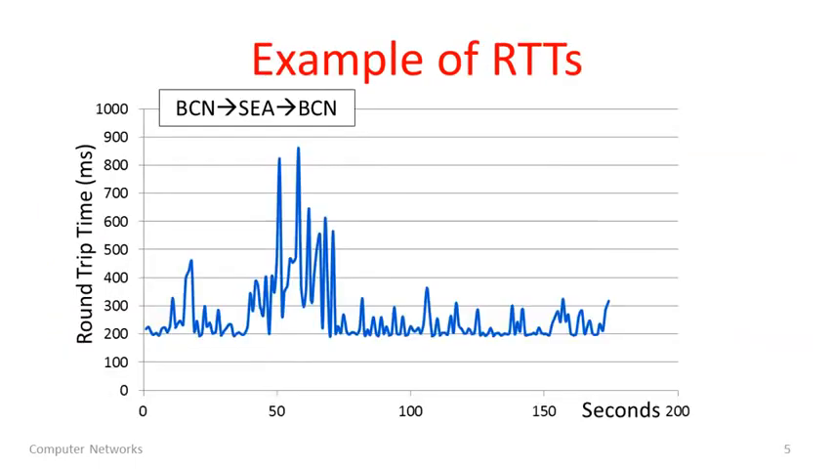Well, let's look at a little bit of data to see that issue. Here's some data I took by using the ping program to send packets along the path from Barcelona to Seattle and back to Barcelona. And you can see on the y-axis here we have the round trip time in milliseconds. And on the x-axis there, we just have time in seconds. Wow, this data goes up and down. It's a little surprising, isn't it, to see?